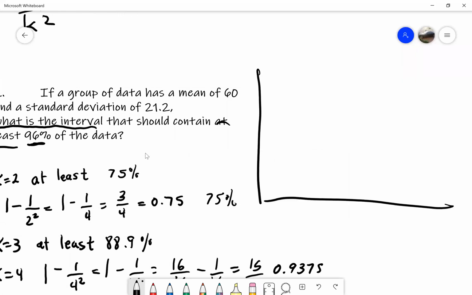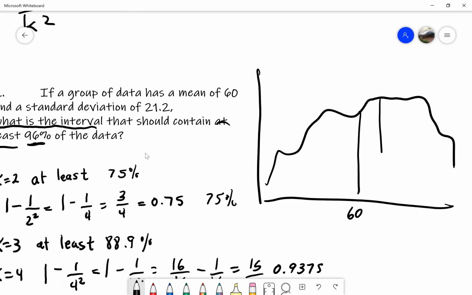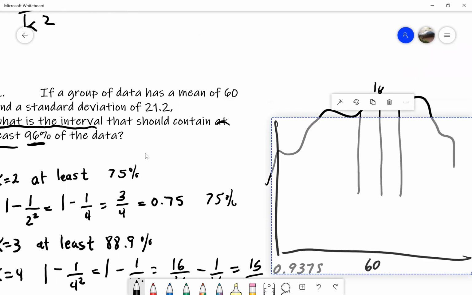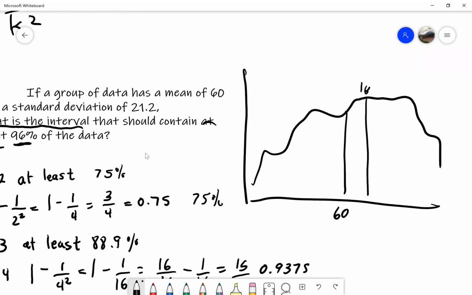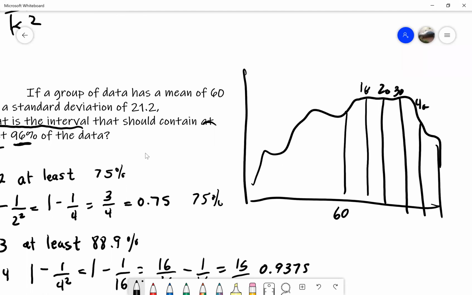So here's what I do. I'm going to have 60, and I'm just going to draw some shape here. Here's 60. Here's 1 sigma, here's 2 sigma, here's 3 sigma, 4 sigma, 5 sigma.